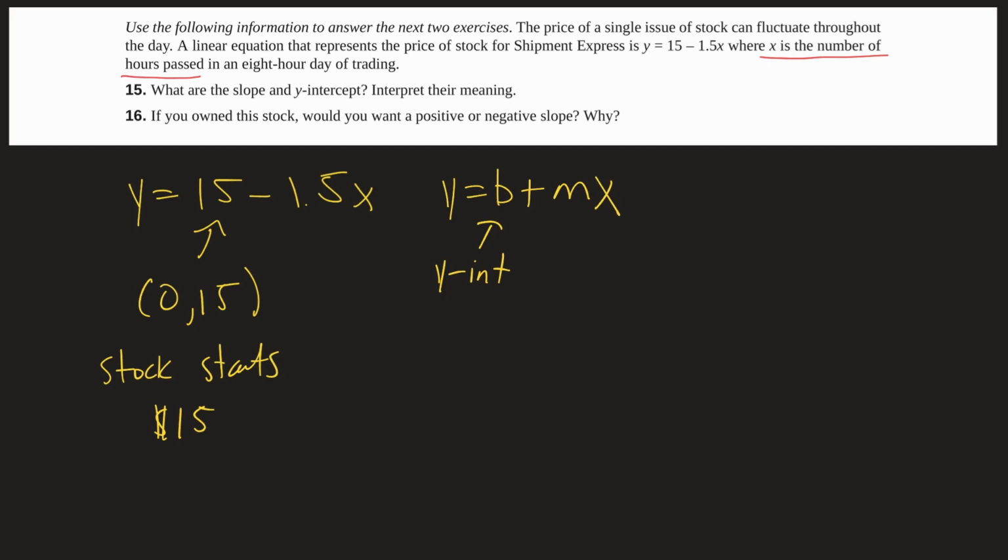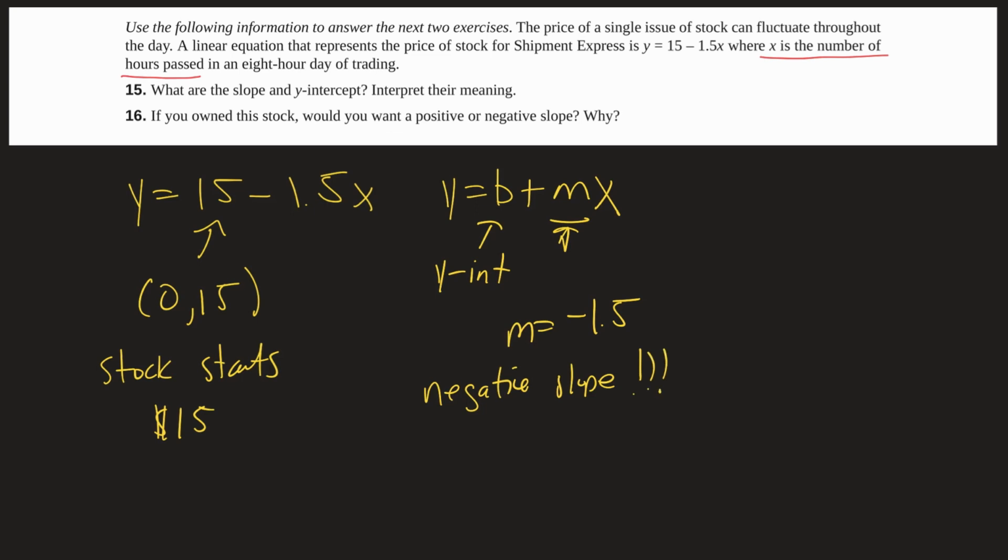Then it asks us, what about the slope? Well, m is the slope. So in this case, our slope is negative 1.5. What does that tell us in general? What's happening to this stock over the course of the day? Is it staying the same, is it going up, or is it going down? Well, what is the sign of our slope? It is negative. We have a negative slope.